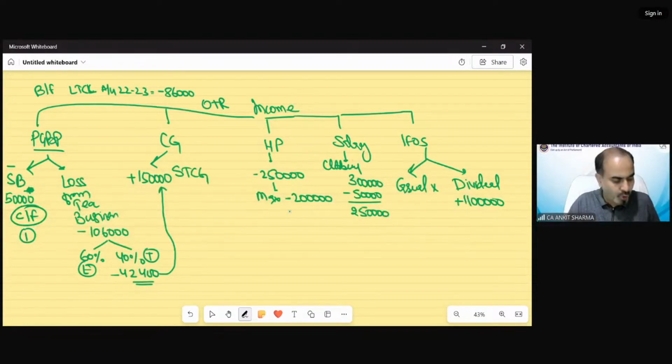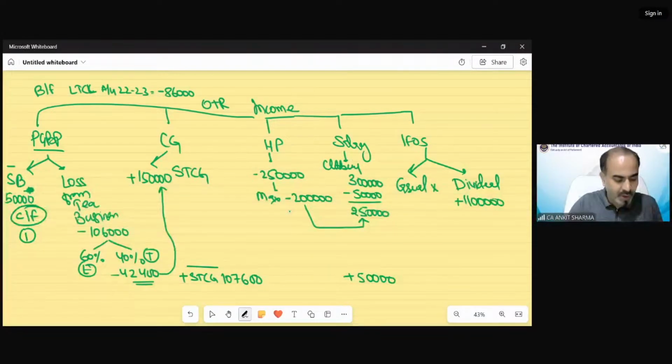It is allowed to be set off. So if I set it off, the remaining short-term capital gain would be 1,07,600. Out of this house property loss, maximum 2 lakh could be set off. So my salary income would now remain 50,000. Casual income loss would not be treated as loss. The dividend income would be 11 lakh rupees.